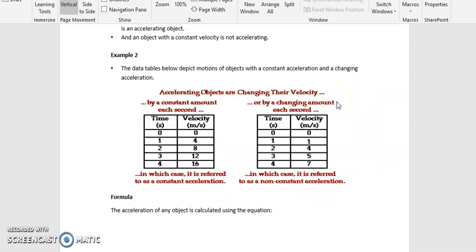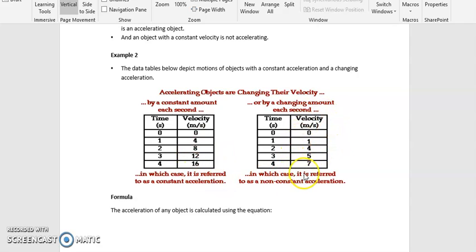If we wanted to look at a changing or non-constant acceleration, we can look here. So we're going from a velocity of 0 meters per second to 1 meter per second, then up to 4, then to 5, then to 7. So we changed by 1 meter per second in this interval, and then we changed by 3 meters per second here, then by 1 meter per second, and then by 2 meters per second. So here the velocity is constantly increasing by the same amount, which is 4.